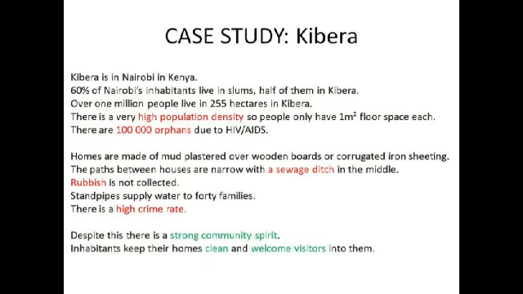And they probably won't get education, and then they'll have to live in poverty too. Homes in Kibera tend to be made of mud plastered over wooden boards, or corrugated iron sheeting, or at the worst, cardboard. The paths between houses are narrow, and they've got a sewage ditch running through the middle, which is a bit grim. And rubbish isn't collected. Standpipes supply water to 40 families, and there's a high crime rate.